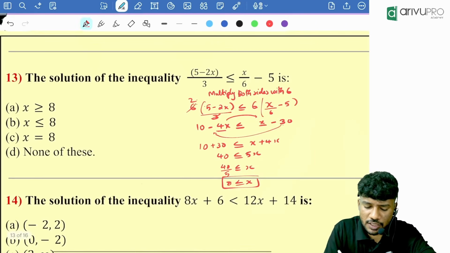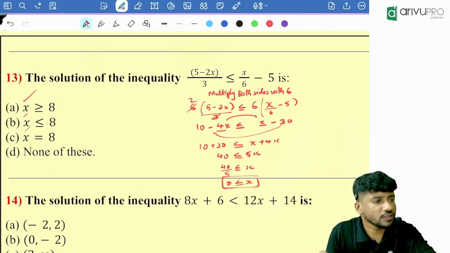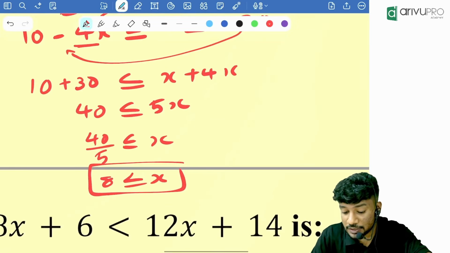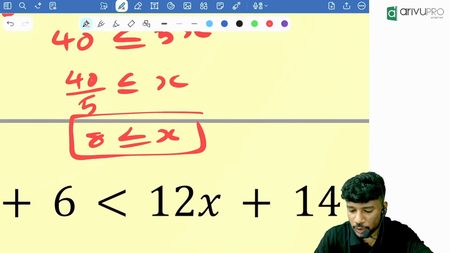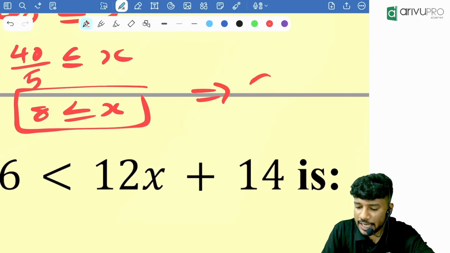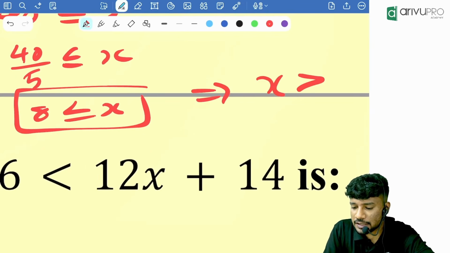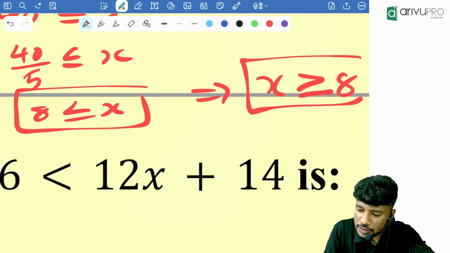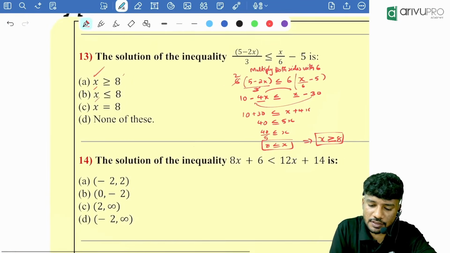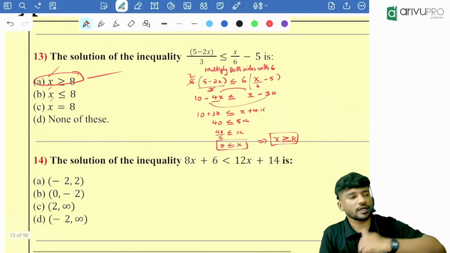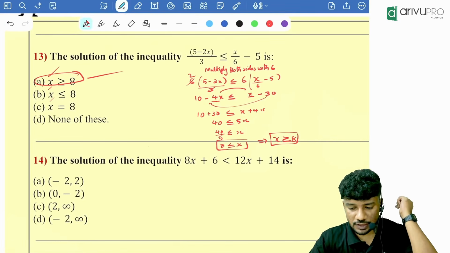Now looking at the question, x is in the left hand side, so accordingly you should answer. That means if 8 is less than or equal to x, which implies what? X is greater than or equal to 8. So that is given. Which option is the answer? Option A is your answer. Understood, Sugrita? Is it clear?